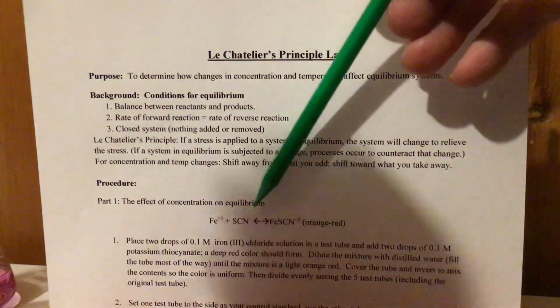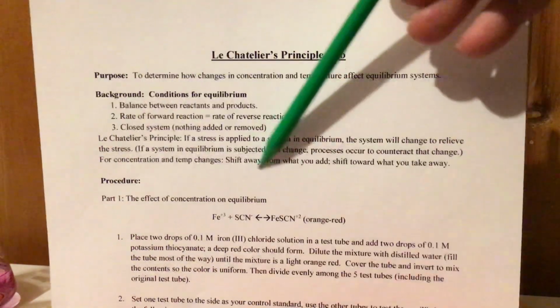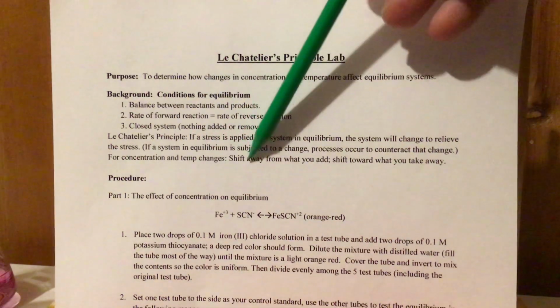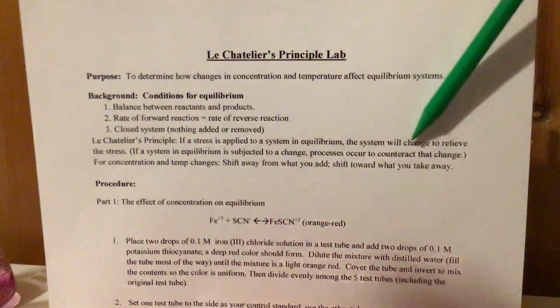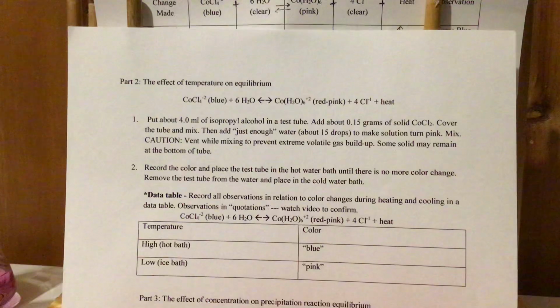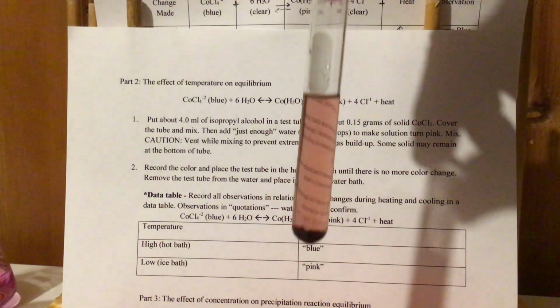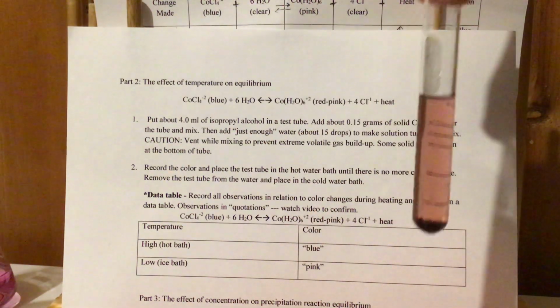Today we're going to look at a system as far as temperature, because for both concentration and temperature changes, shift away from what you add, shift toward what you take away. So we are going to look at this equilibrium system where we have CoCl4, and I have some right here, and it's really hard to see the color, but it's kind of a pinkish color right here.